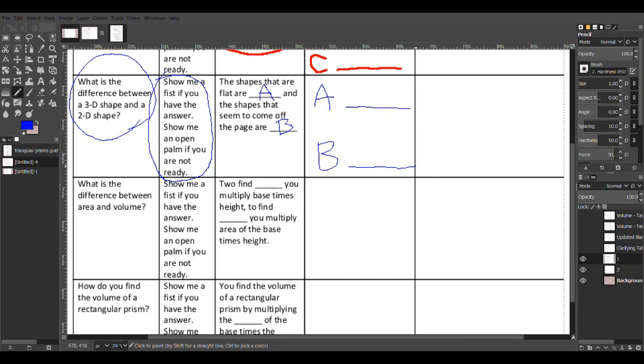The whole sentence says the shapes that are flat are blank and the shapes that seem to come off the page are blank. So you're going to use the words 3D and 2D. So with your group, you need to figure out which goes in which blank. And then you're going to, I'll pause. Okay, finally, instead of calling on someone, you're going to write your answer right here with the blanks filled in the right way.